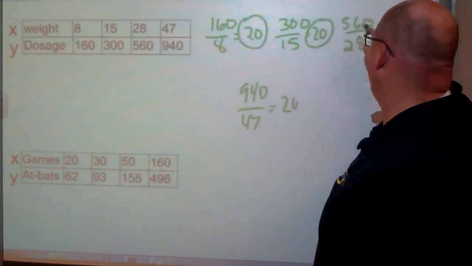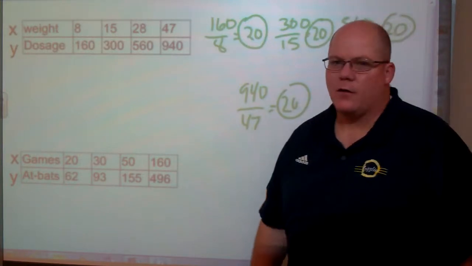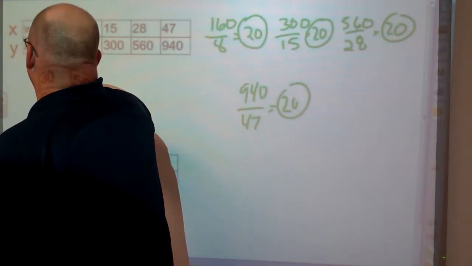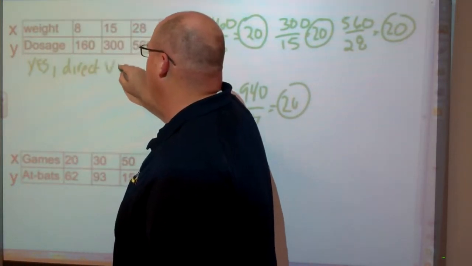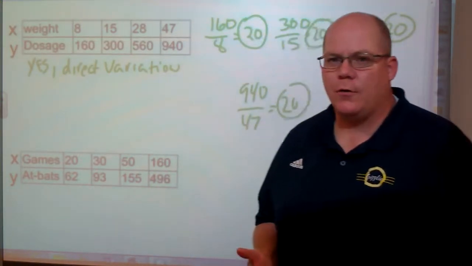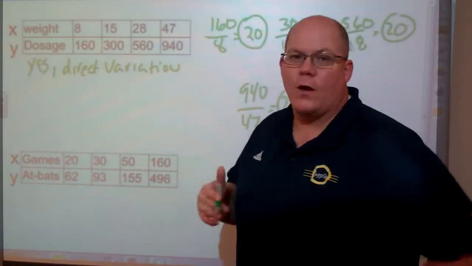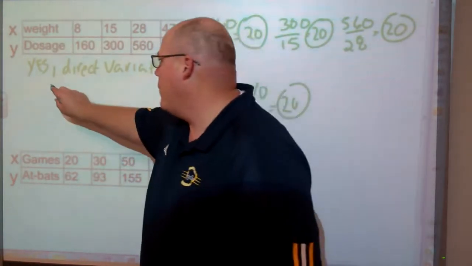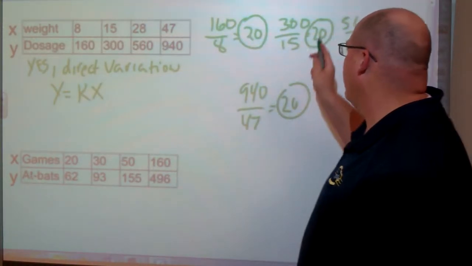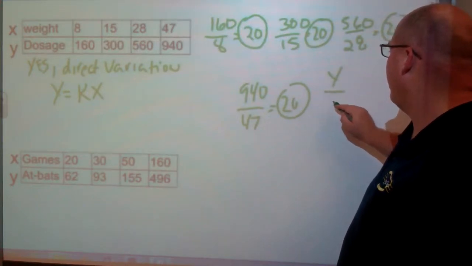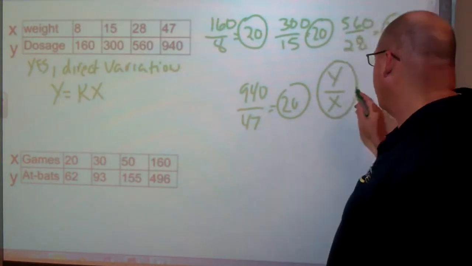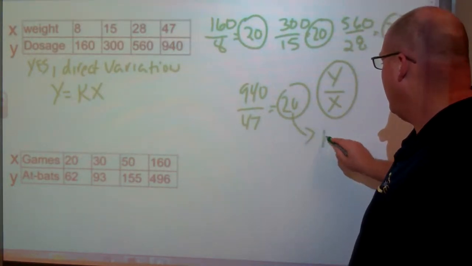So you can see all of my ratios are identical. That means I have direct variation. So yes, this is direct variation. Now I need to write an equation to show exactly what it looks like. Remember, we use this form, y equals kx. Well, what have we identified? Remember, we used y over x, and y over x represents my what? My k, my slope. So 20 is my k.